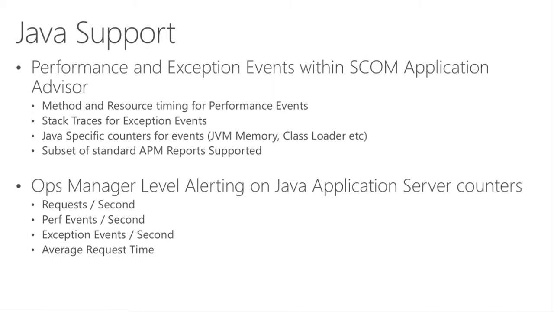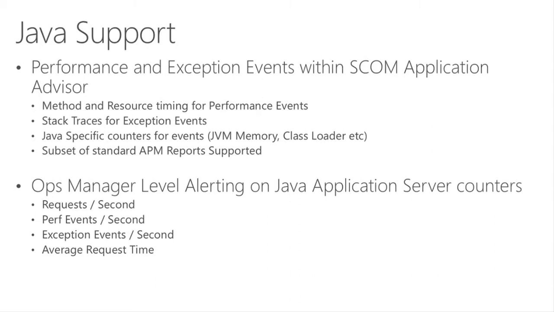So you can see that we can do performance and exception alerts within the application advisor for Operations Manager, and really focus on method and resource timing, stack traces, Java-specific counters, and also provide a great componentry of the APM support for Java. So very similar to what we do with .NET application performance monitoring, where we can use that app diagnostics tool, we can now do the same for Java application monitoring as well. So it's a great tool for heterogeneous support. We also still support Ops Manager level alerting for Java application server, and you can see that we support a bunch of those things there.